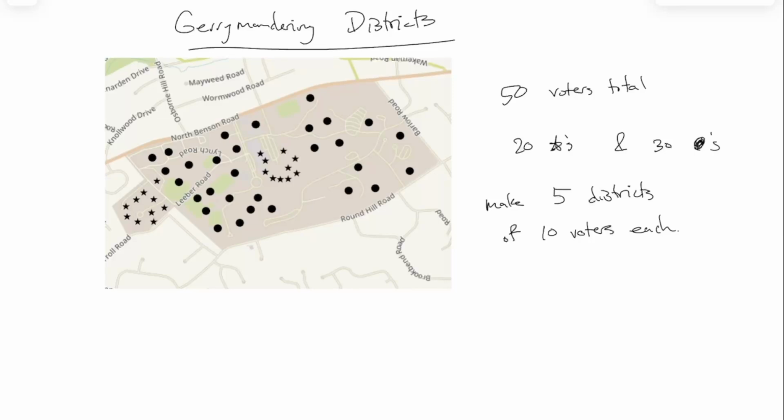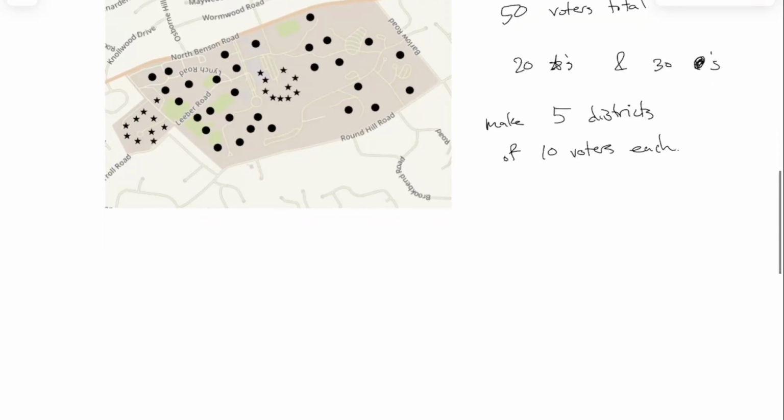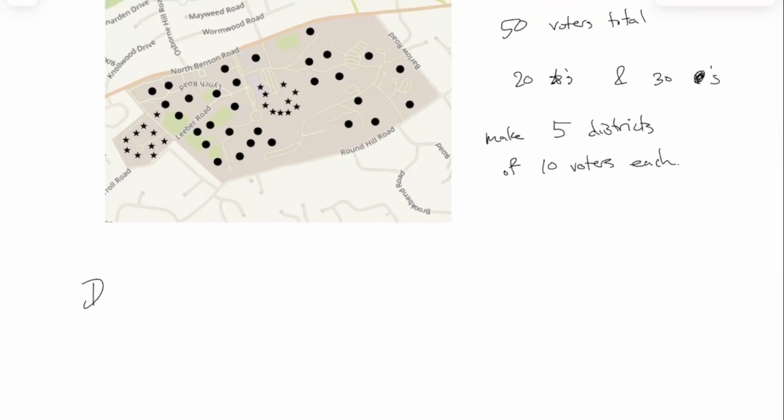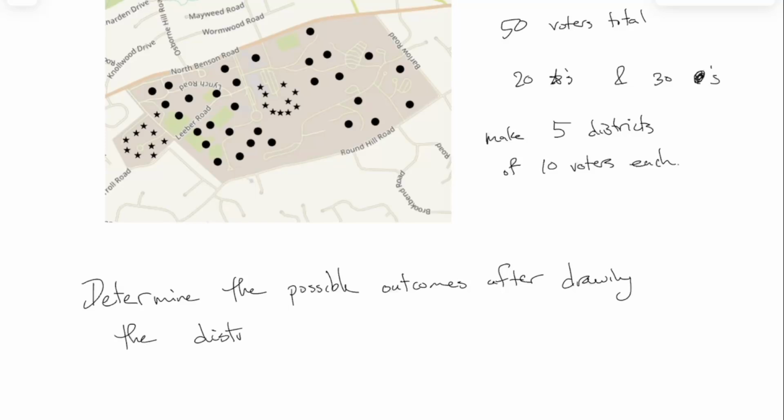So if I show you one of these, like on the homework or also likely on the test, there are 2 major questions that I could ask you about such an example. These are 2 separate things on our big checklist, in case you care. First would be to determine the possible outcomes after drawing the districts. All right, determine the possible outcomes.